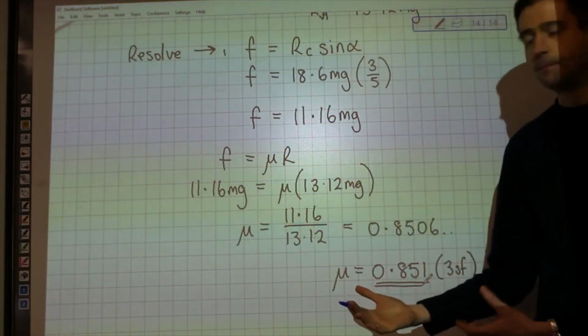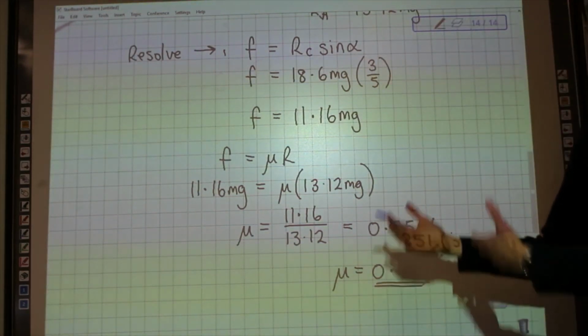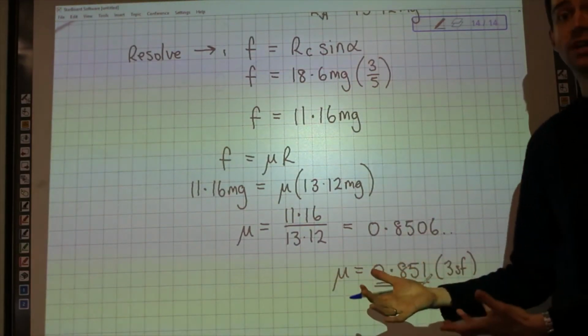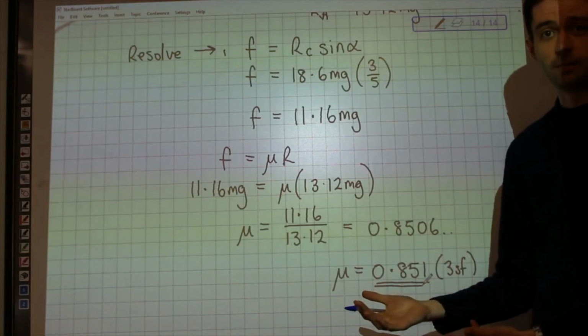System's in equilibrium. Any more than that, then the system wouldn't be on the point of moving. Any less than that, the system would already be moving because there wouldn't be enough friction to keep it in place.